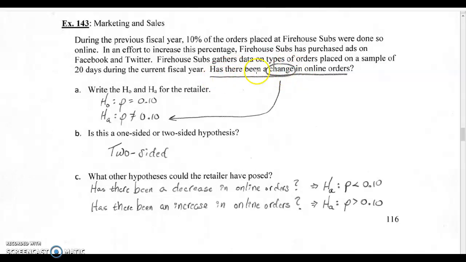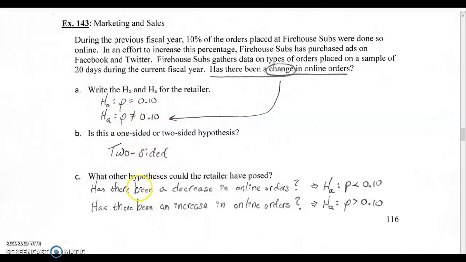To ask if there has been a change in online orders, I'm asking for a two-sided alternative hypothesis. That is, I'm going to assume with the null hypothesis that it's still 10%. That's what my past information was. So p is equal to 0.10. Then I'm going to assume that by purchasing these ads, I've changed it. It's no longer 10%. And that's what I want to try to show statistically. In other words, p is not equal to 0.10. So that's my alternative. I want to know if my data from my sample will show that I have enough information to reject the null and support the alternative. So is that a one-sided or two-sided? That's a two-sided, right? Whenever I have a not equal sign in the alternative, that's a two-sided.